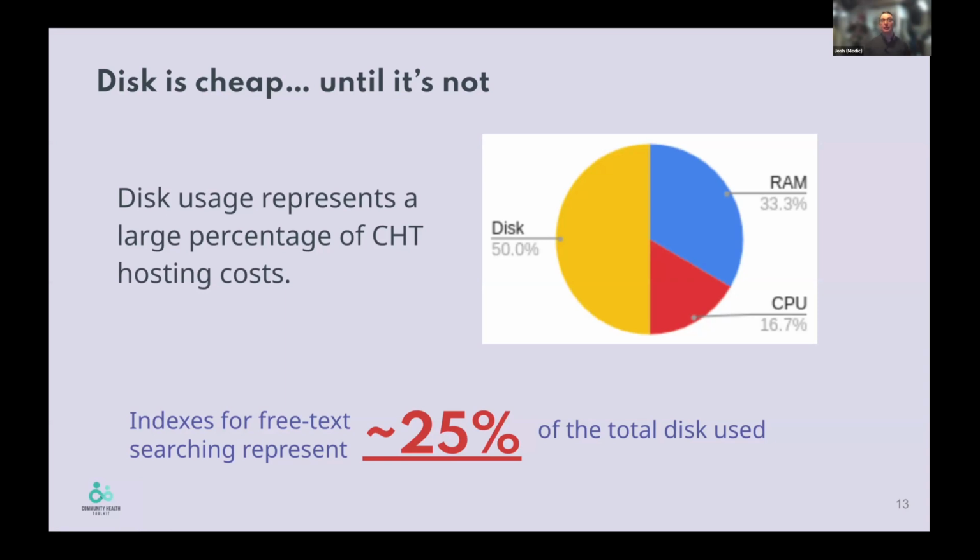What is interesting, also not surprising, but important to note when it comes to the disk usage of the CHT, is we're running with Couch database, and the Couch database stores your information, but also indexes your information. And when I say index, in the database world, indexes are like extra computations that get stored on top of just the basic data that make it faster to access that data.